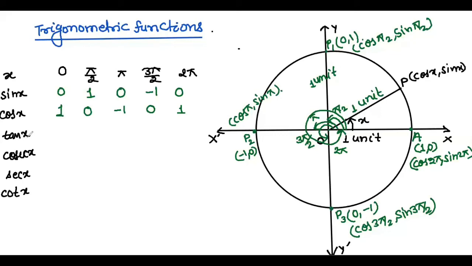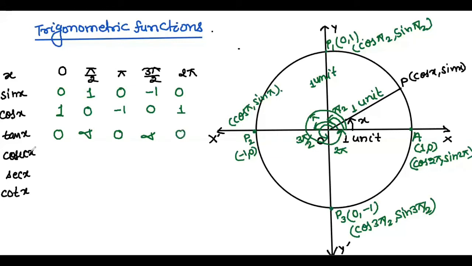Tan x, we know that this is sin x by cos x. So 0 by 1, so this is 0. Then tan of pi by 2, sin x by cos x, 1 by 0, that is infinity. Then again tan of pi, that is 0 by -1, that is again 0, then -1 by 0, this is infinity, and 0 by 1, that is 0.